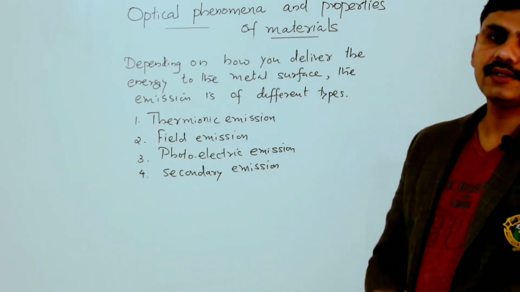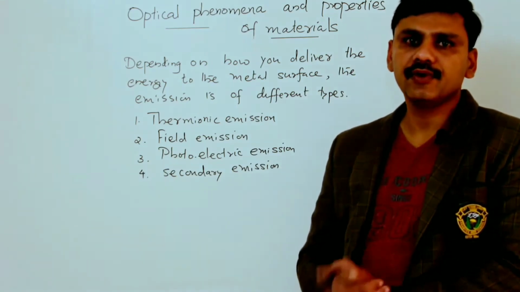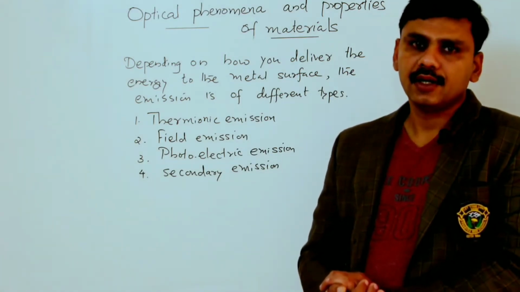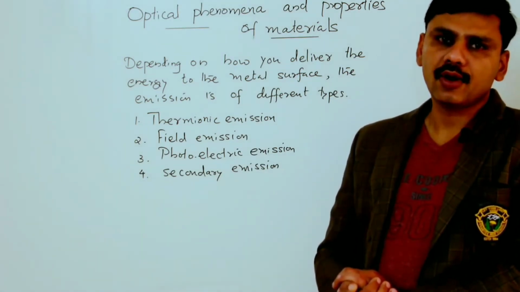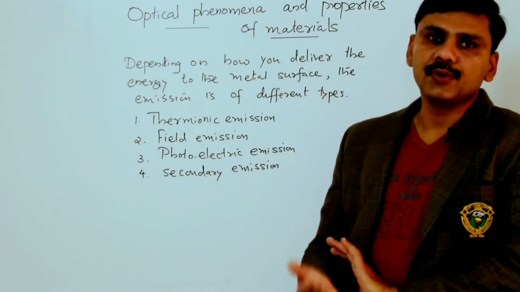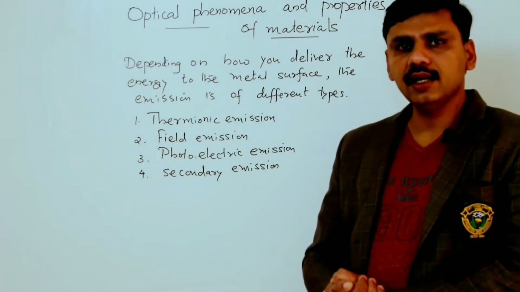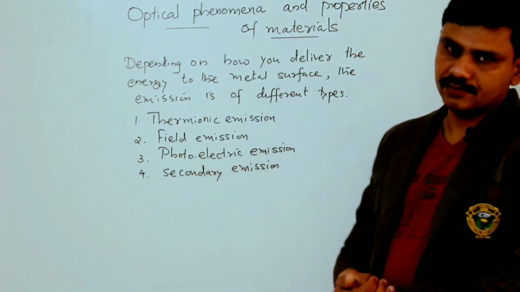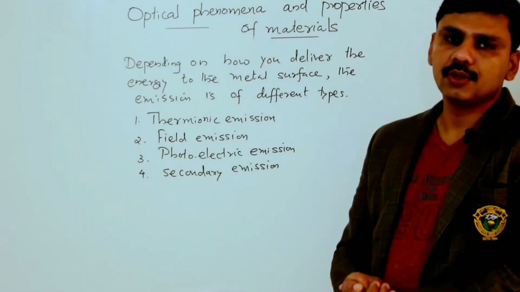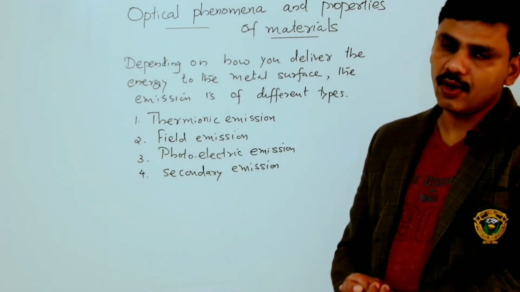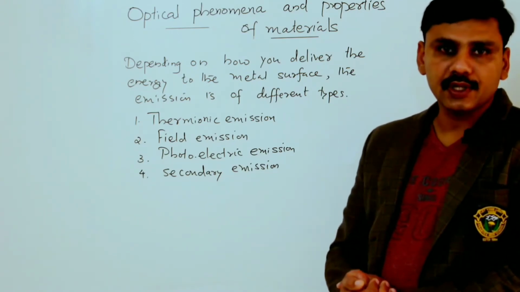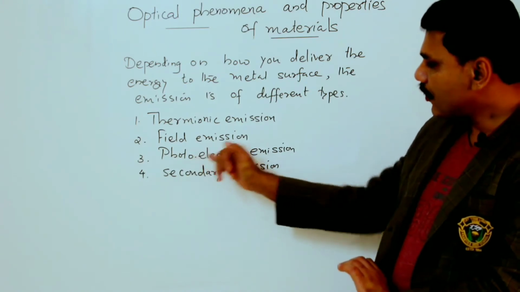So by removing these delocalized electrons, we can produce current. You know that movement of electrons will produce current. So by removing these delocalized electrons, by any of these methods, you can produce electric current. And here we are dealing with the photoelectric emission. That means we are giving sufficient light energy to remove the delocalized electrons from the metal surface. So you can produce electricity. So that's the name photoelectric emission.